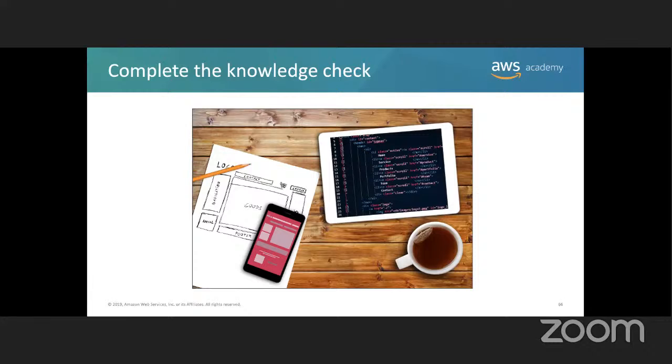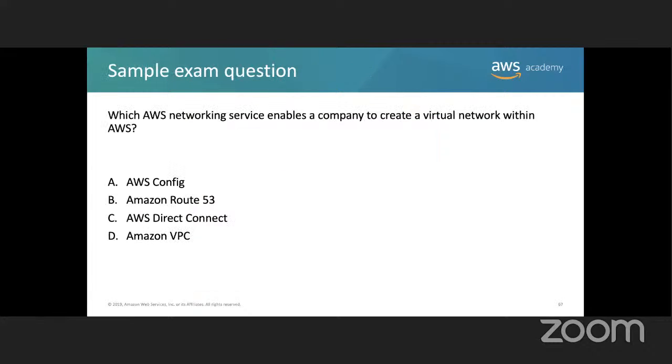I'm going to give you this question. Which AWS networking service enables a company to create a virtual network within AWS? What do you think is the answer? Amazon VPC. Okay, the keywords here are AWS networking service and virtual network, and the answer is VPC. Very good.